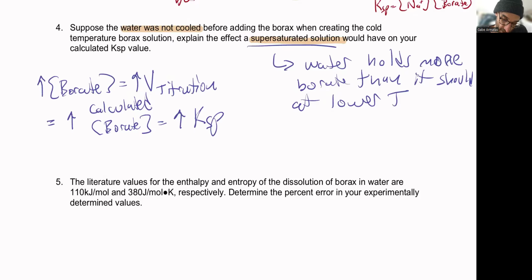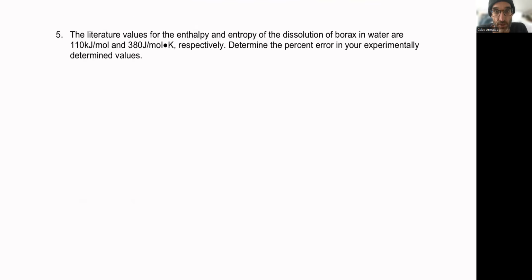All right, so next up, the literature values for enthalpy and entropy of the dissolved borax in water are 110 and 380. Again, units are going to be important here. 110 kilojoules, 380 joules per mole Kelvin. Determine the percent error. Okay, so percent error, we can do that. Percent error for your experimentally determined values.